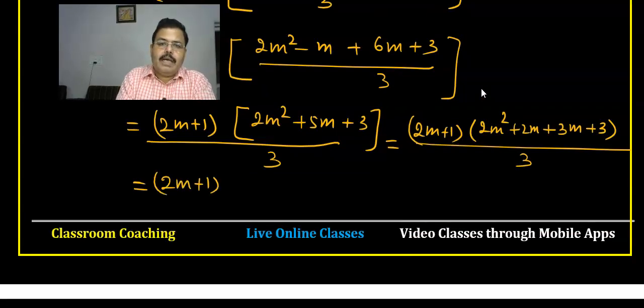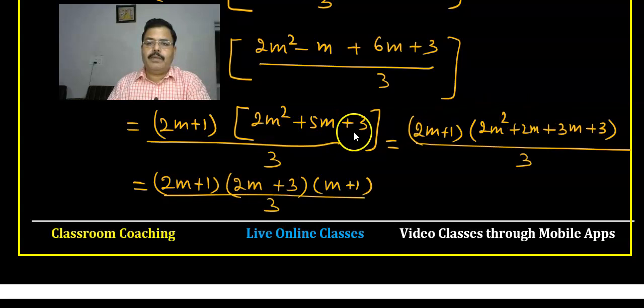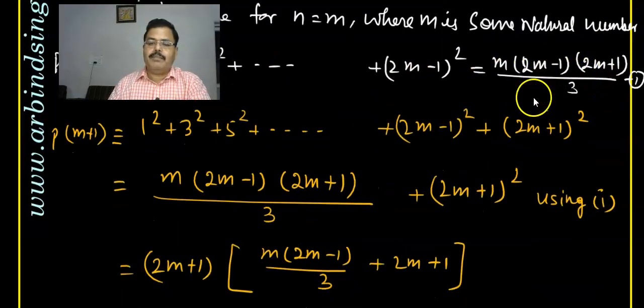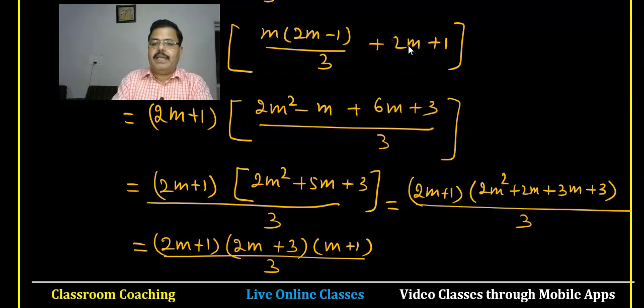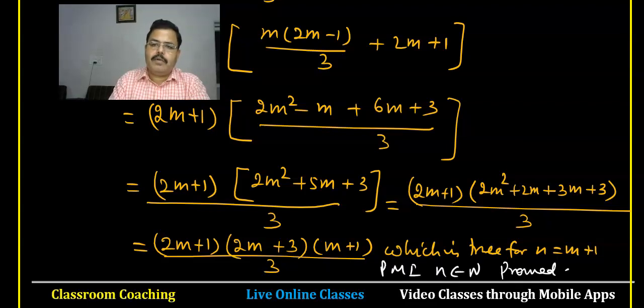2m plus 1, and I can take here 2m common. So 2m, and what will be left? m plus 1 and m plus 1. So 2m plus 3 into m plus 1 and whole divided by 3. So this is what comes, 2m plus 1, m plus 1, 2m plus 3 divided by 3. So everywhere there is an m, this is m plus 1. So which is true for n is equal to m plus 1, and hence by the principle of PMI we can prove this is true for all n belonging to N.